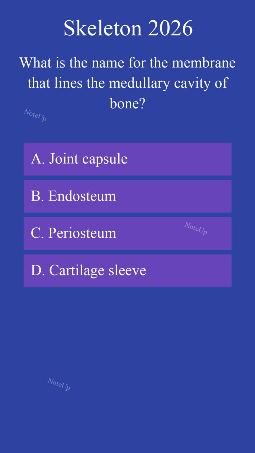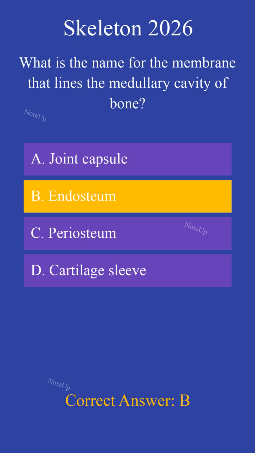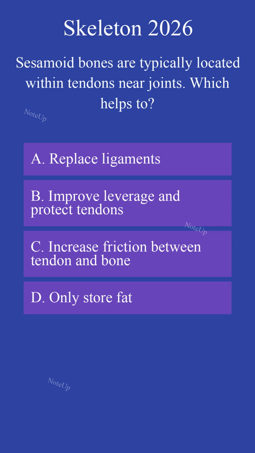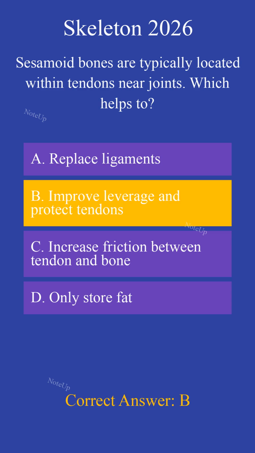What is the name for the membrane that lines the medullary cavity of bone? The correct answer is B. Endosteum. Sesamoid bones are typically located within tendons near joints, which helps to. The correct answer is B. Improve leverage and protect tendons.